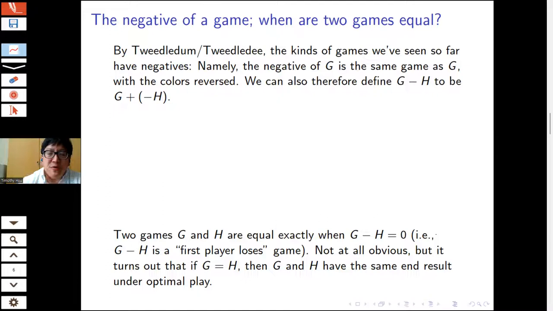So we say that two games G and H are equal, and here I'll box the word equal, because equal doesn't mean exactly what you might think it means at first. This is one of the subtle parts of the theory. We say that two games are equal exactly when G minus H is zero. In other words, G minus H is a first player loses game. It's not at all obvious, but it turns out that if G equals H, then G and H have the same end result under optimal play. And the fact that this works is really what makes the algebra part of the theory work.